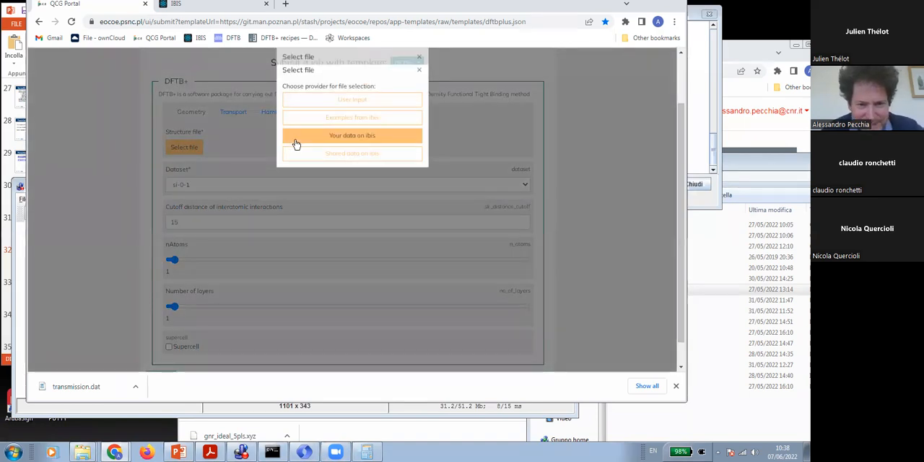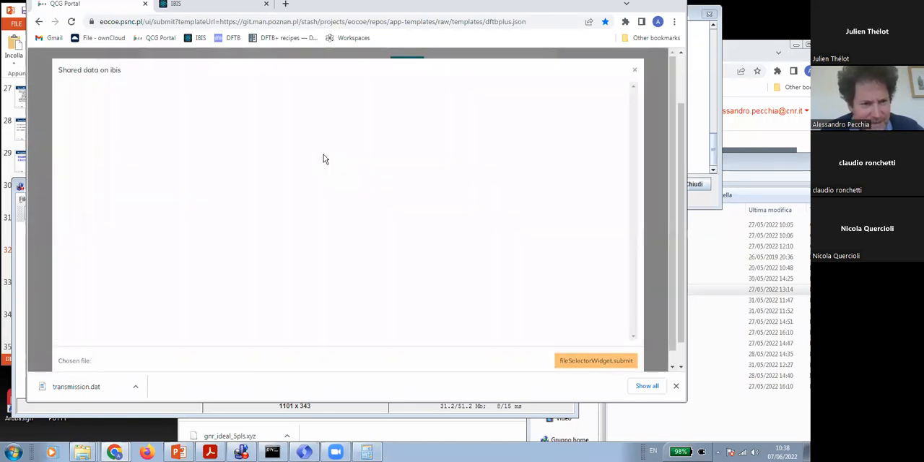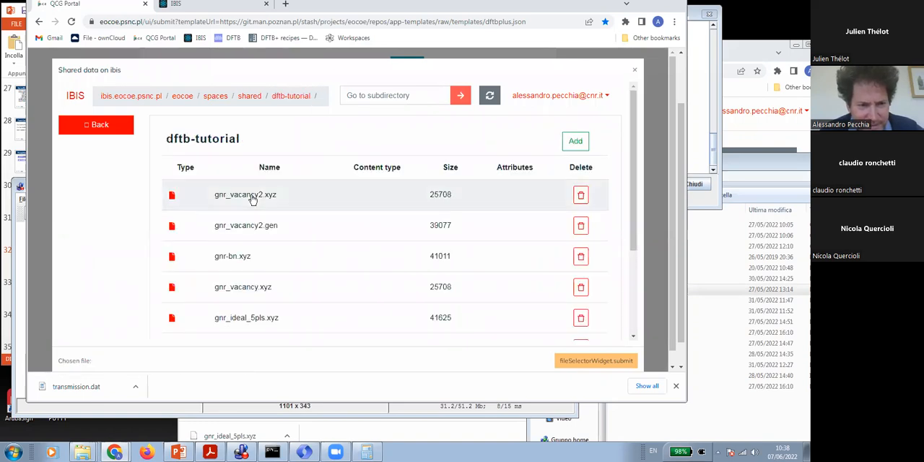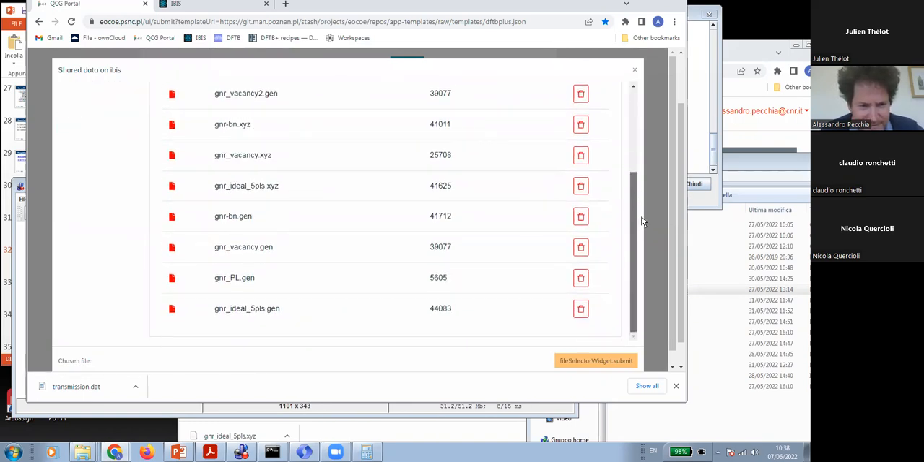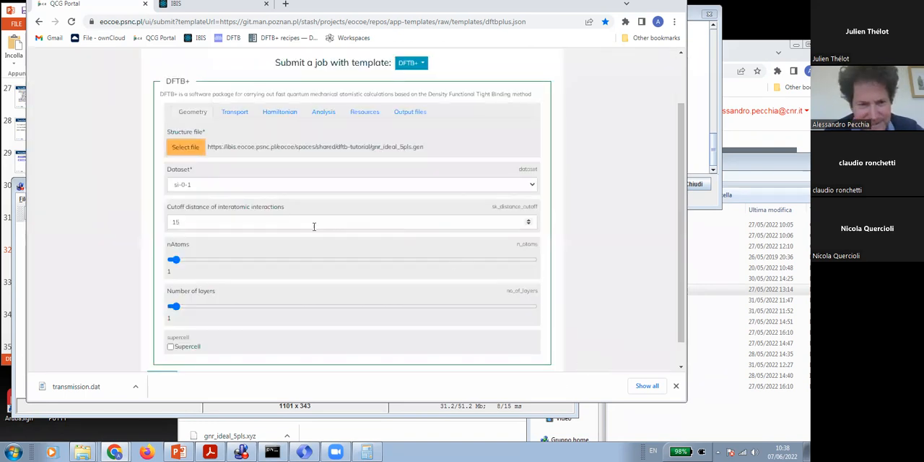So we start by selecting a file. If you go to the shared data on IBIS, you can go to the tutorial, and then we start selecting this ideal GNR, not the XYZ, but the gen counterpart. So graphene nanoribbon ideal 5 PLs is for me to remember. You just click on the file and then file selector widget submit, and that prepares the system for reading this file.